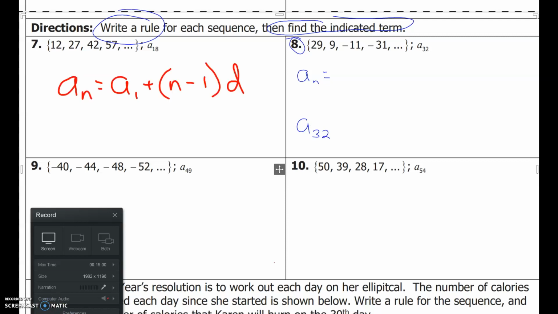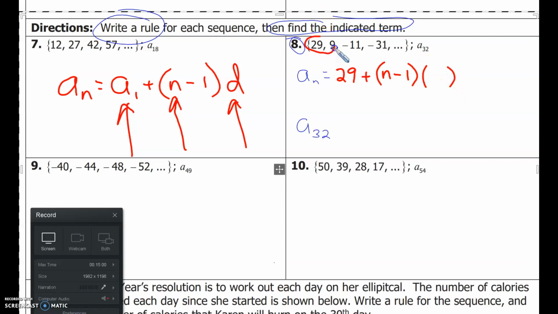For a reminder, here's the formula. A sub n equals a sub 1. Remember, that's the first term. N is the number of the term, and that's going to be 32 when we find the 32nd term. And D is what we call the common difference. So we need to know two things, the first term and the common difference, to be able to find the nth term. Okay, so the first term, well, that's 29, plus, then it's always n minus 1 times the common difference.